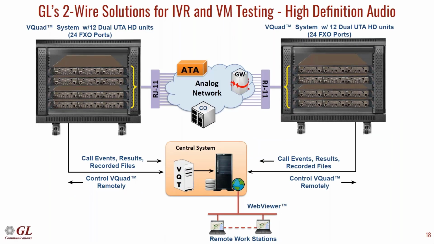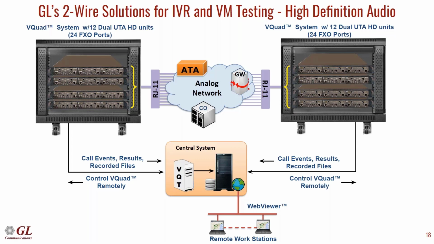Okay. So this is another solution that we have for testing your systems, both IVR, voice quality, secondary services as well, all that stuff. And this is using our VQuad solution, which is lower density. So each VQuad system can support 12 devices, whether they're 2-wire analog, 4-wire analog, mobile phones.